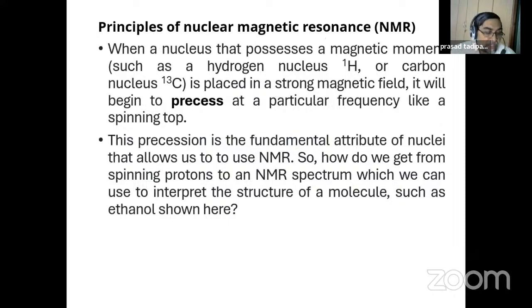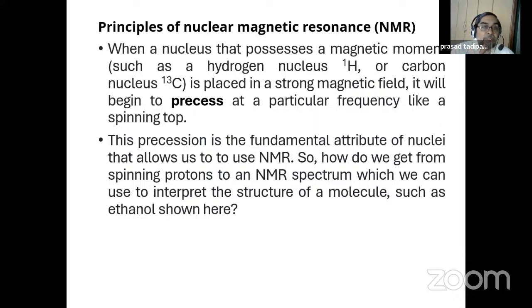Again, we will come back to the basic principle of nuclear magnetic resonance. When a nucleus that possesses a magnetic moment, usually hydrogen and carbon, is placed in a strong magnetic field, it will begin to precess. That means it precesses at a particular frequency.